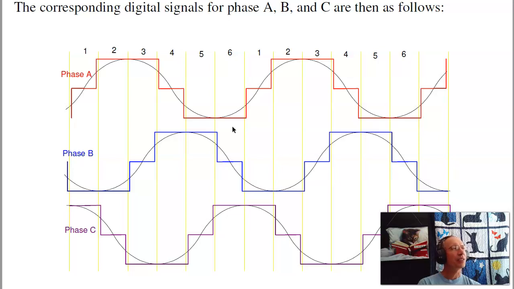That's lecture number 17 for ECE 320 Electronics, DC to AC converters.